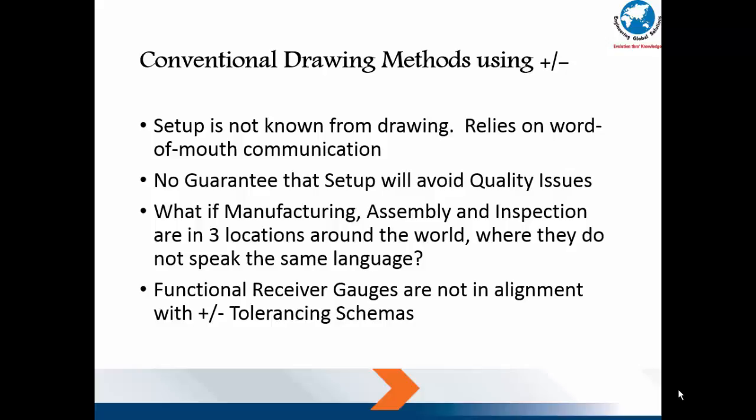GD&T is a process-centric approach in arriving at optimal tolerances. The deficiencies of plus or minus tolerance schema are listed here. There's no assurance that assembly will happen consistently all the time, just because components have been produced to specification as given on the drawing. What process does GD&T employ?